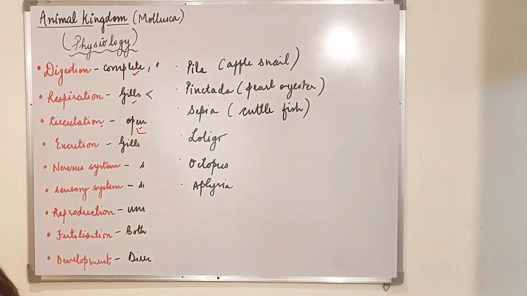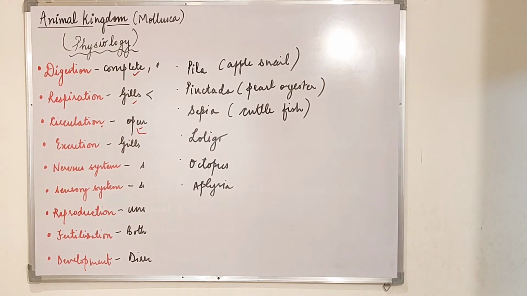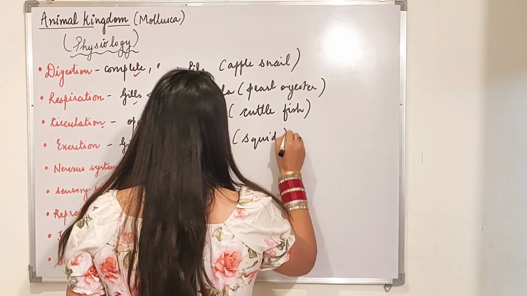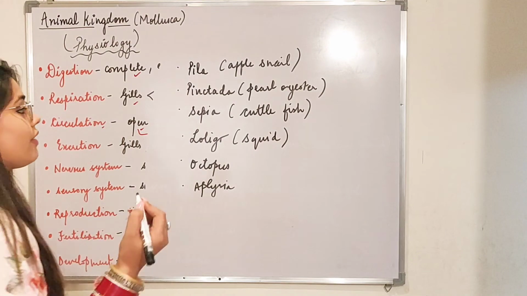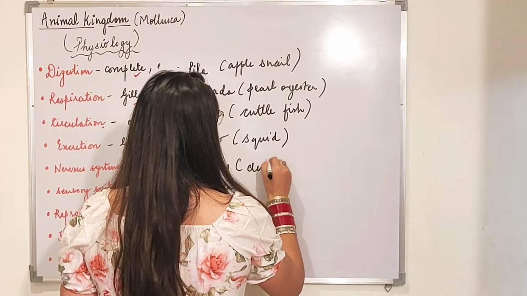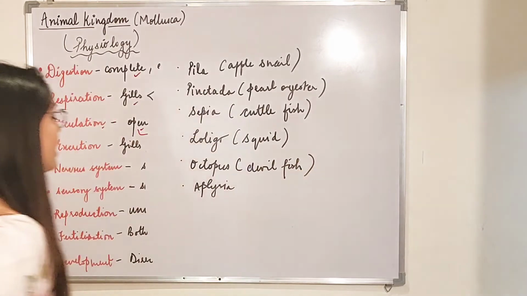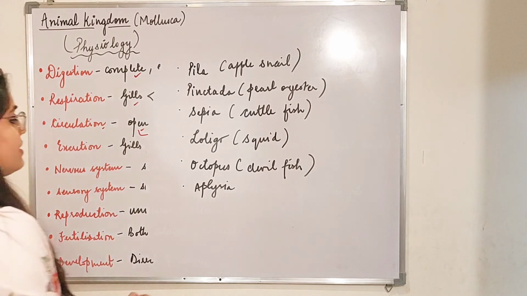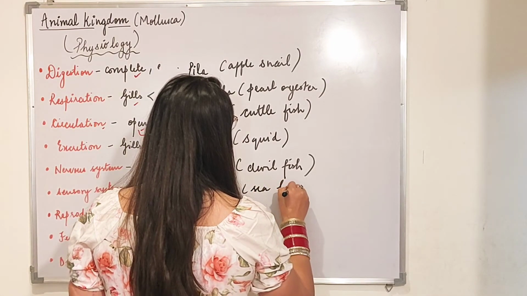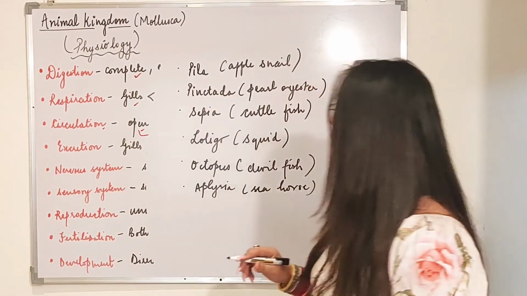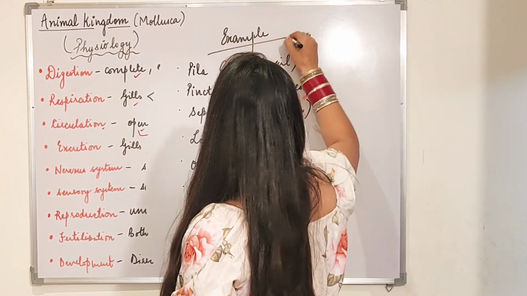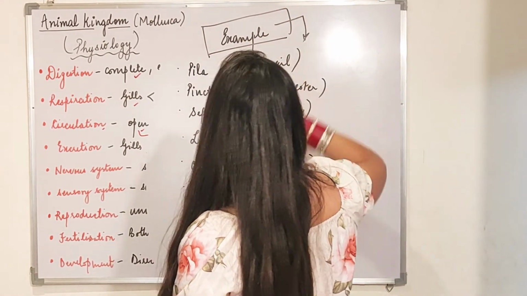Then next is loligo. Loligo is also known as the squid. Then next is octopus. Octopus is also known as the devilfish. Then aplysia is also known as the seahorse. These are the examples. Make sure you are learning these examples by heart.